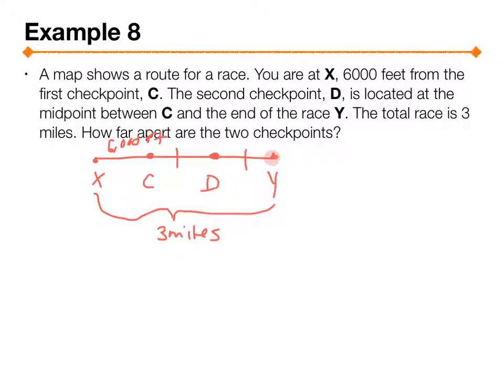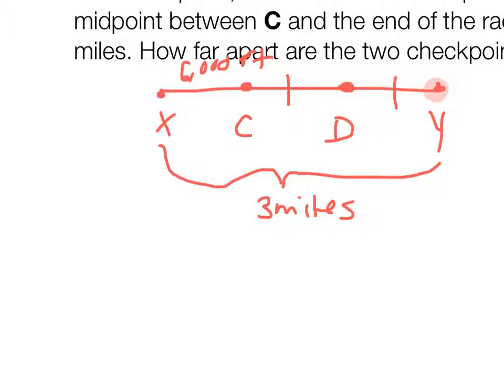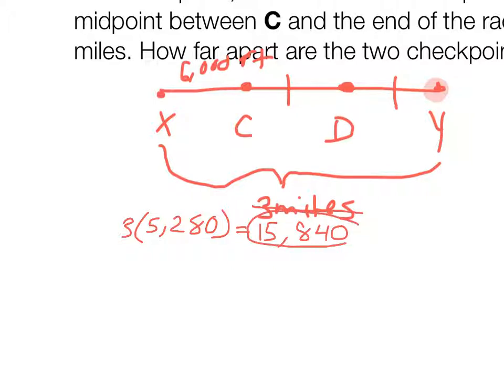First, let's start by changing the miles to feet so we can put everything in the same unit. So how many feet are in a mile? This would be 3 times 5,280, which is equal to 15,840. So the total length of the race would be 15,840. So we can cross out this 3 miles because we don't need it. We use this 15,840.